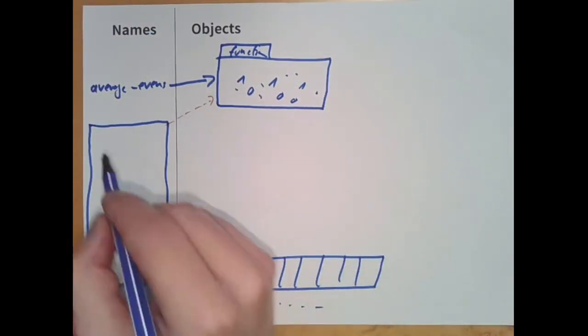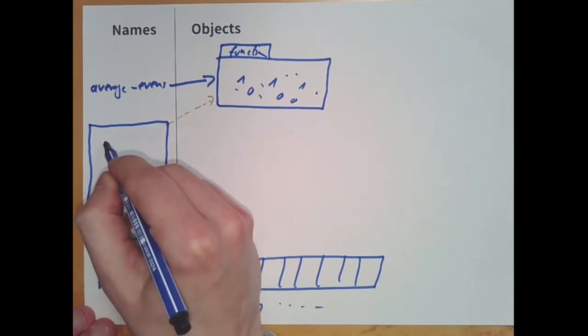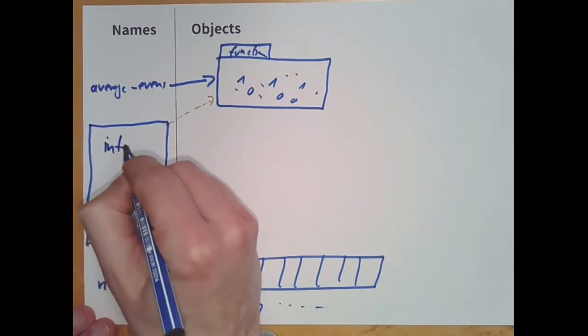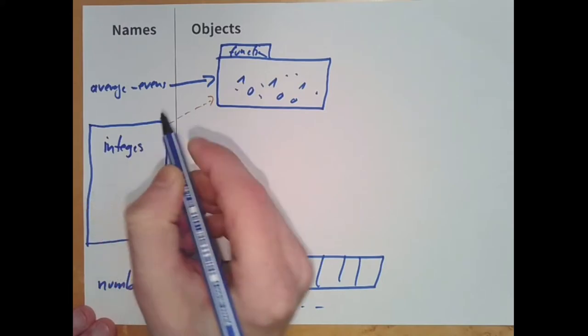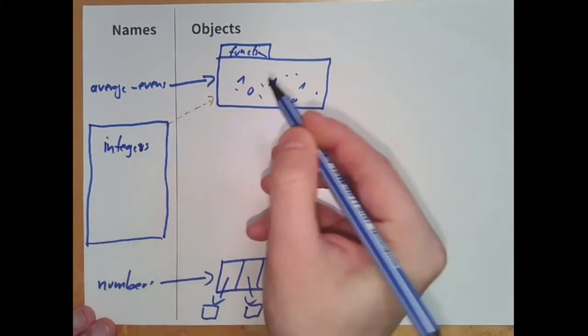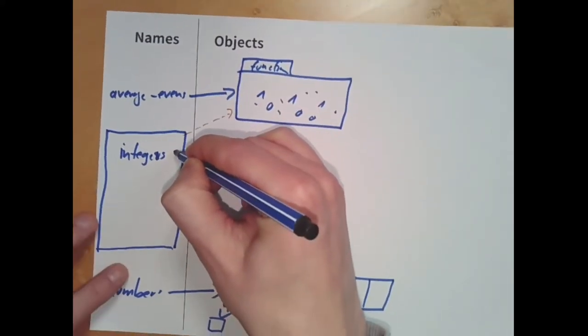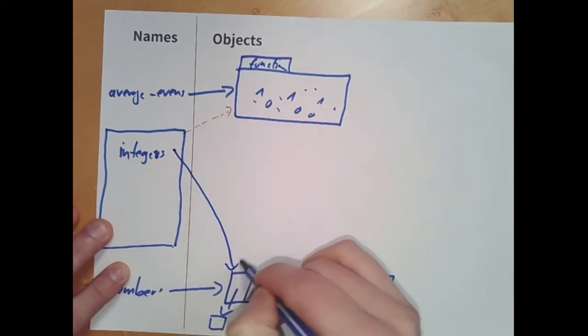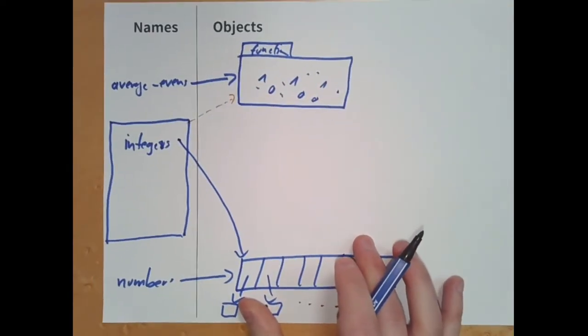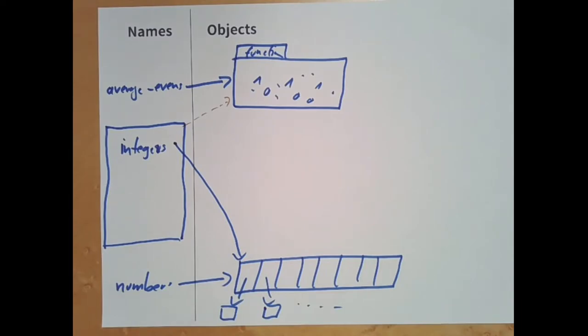that is when Python creates the parameter name called integers and makes that refer to the same list that we pass in as the argument. So this is what happens when the call starts.